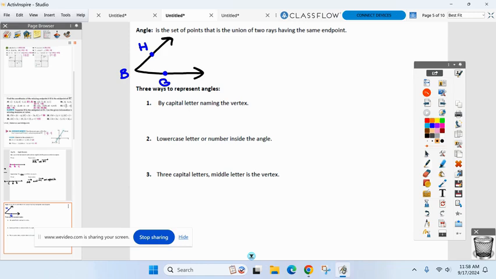The symbol for angle looks like your less than symbol. Sometimes I get a little fancy and put a little arc through it, but both are the same. Whatever floats your boat. All right, angle B.